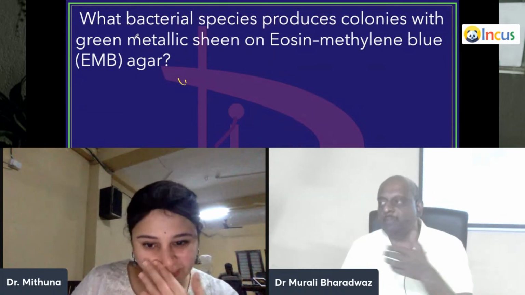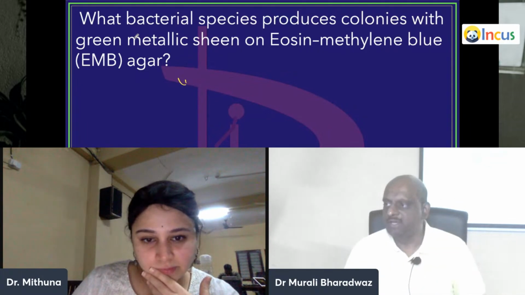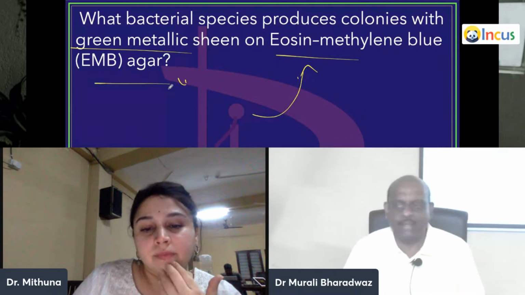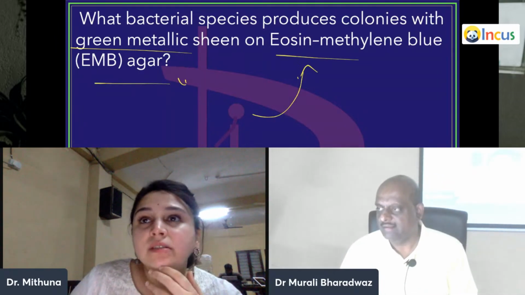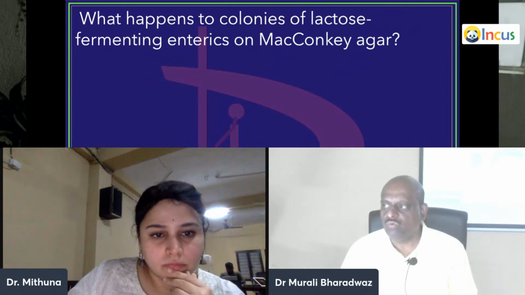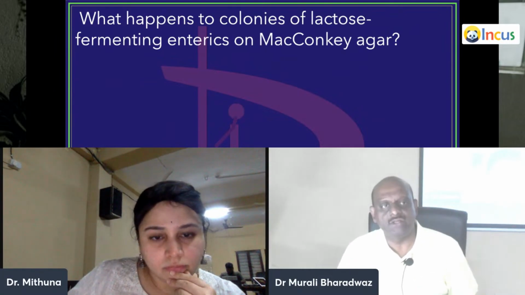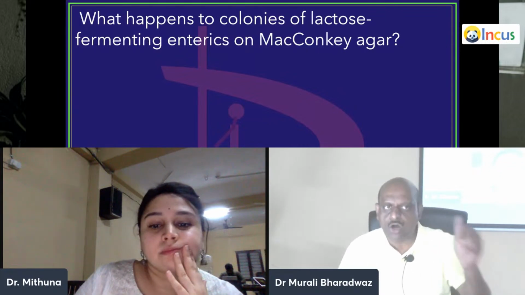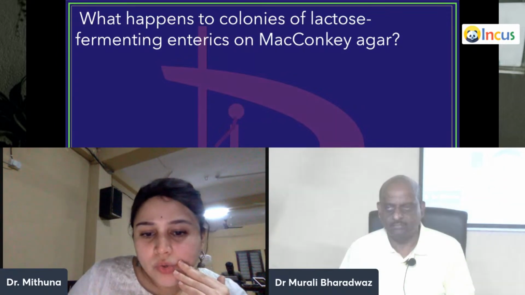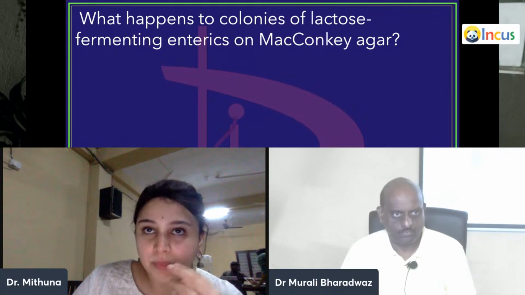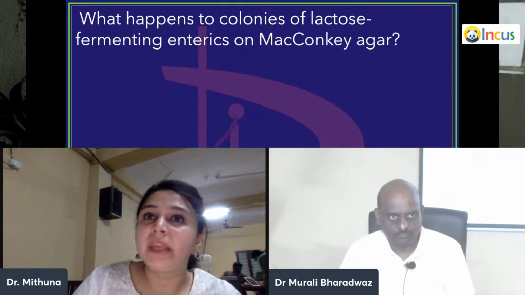What bacterial species produce the colonies with a green metallic sheen on EMB agar? It is E. coli. What happens to the colonies of the lactose fermenting enterics if you put them on MacConkey agar when they grow? So all the lactose fermenting bacteria produce acid, due to which the lactose fermenting positive bacteria all turn pink over the MacConkey agar.